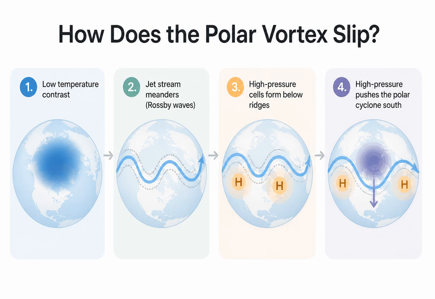Let's break down exactly how the polar vortex slips southward. It starts when the temperature contrast between polar and temperate regions drops. This causes the polar jet to weaken and meander, forming deep Rossby waves. These meanders create alternating high and low pressure cells. If the meandering is severe, the high pressure cells push northward, physically displacing the polar cyclone and forcing it to slip down into temperate regions.